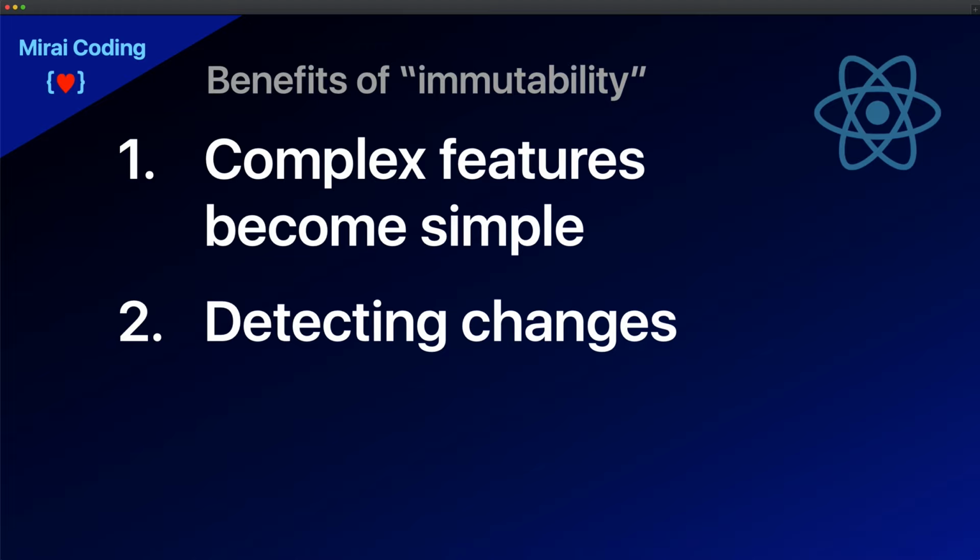2. Detecting changes. Detecting changes in mutable objects is difficult because they are modified directly. This detection requires the mutable object to be compared to previous copies of itself and the entire object tree to be traversed. Detecting changes in immutable objects is considerably easier. If the immutable object that is being referenced is different than the previous one, then the object has changed.